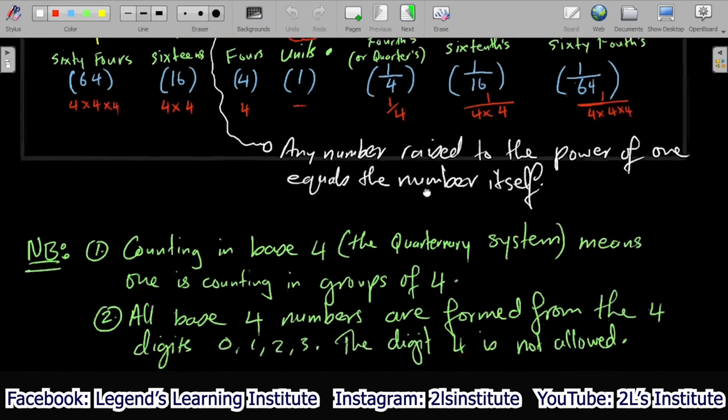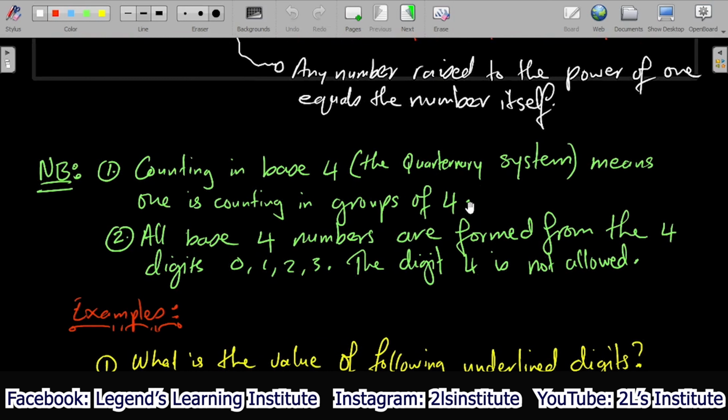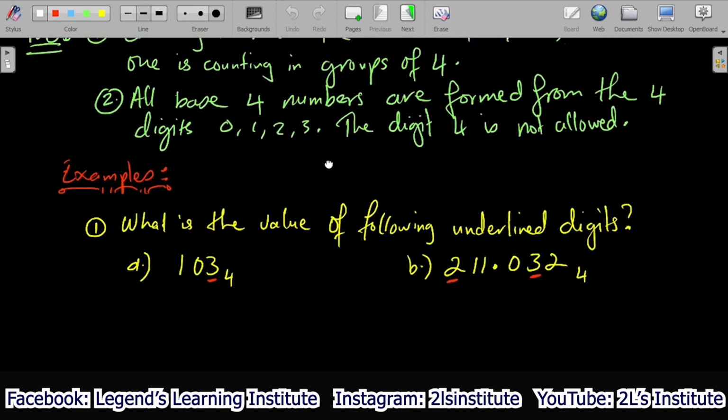Now when we are counting in base 4, or the quaternary number system, it means that we are counting in groups of 4. So all base 4 numbers are formed from the 4 digits 0, 1, 2, 3. The digit 4 is not allowed, as well as 5, 6, 7, 8, and 9. Those digits are not allowed in the base 4 number system. The only 4 digits allowed are 0, 1, 2, and 3. So let's look at the example below here.